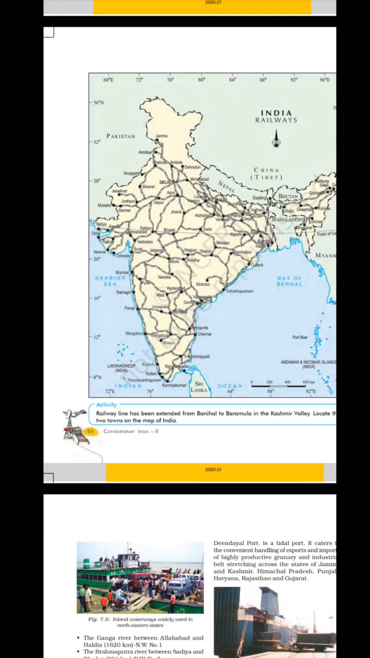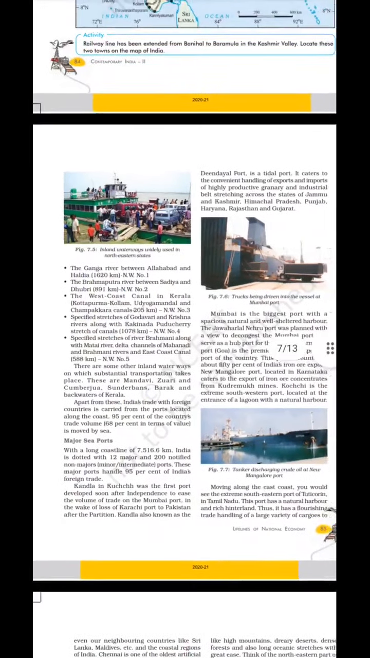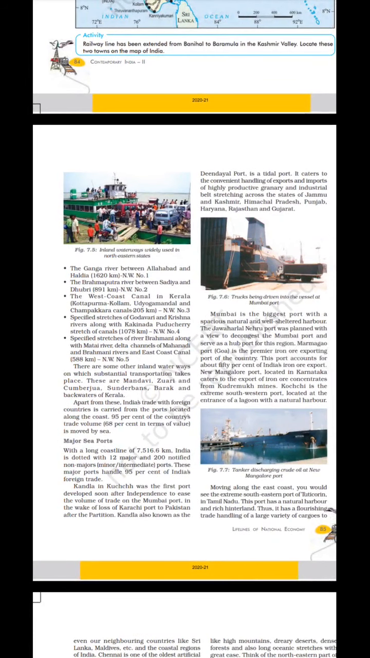Activity. Railway line has been extended from Banihal to Baramulla in the Kashmir Valley. Locate these two towns on the map of India. Take a look at figure 7.5. Inland waterways widely used in northeastern states. Take a look at figure 7.6. Trucks being driven into the vessel at Mumbai port. Take a look at figure 7.7. Tanker discharging crude oil at New Mangalore port.